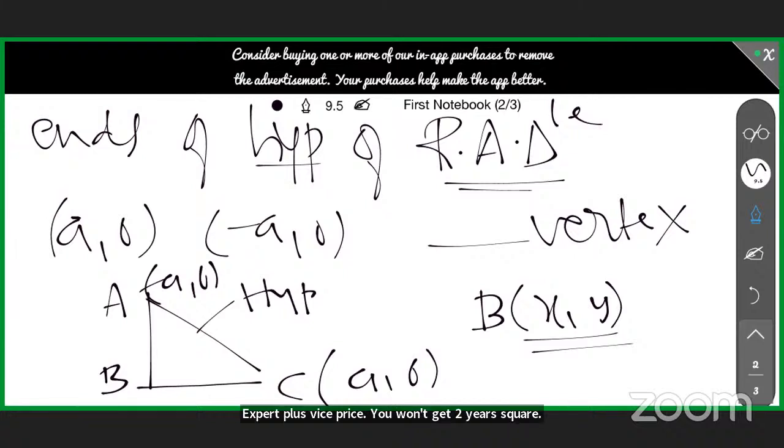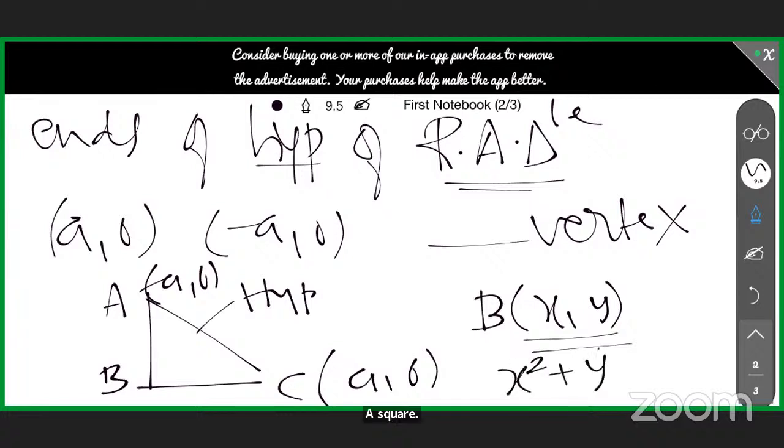Somewhere you've gone wrong. Go slow, no hurry. Yes, what is the equation? x square plus y square is equal to a square. That's correct.